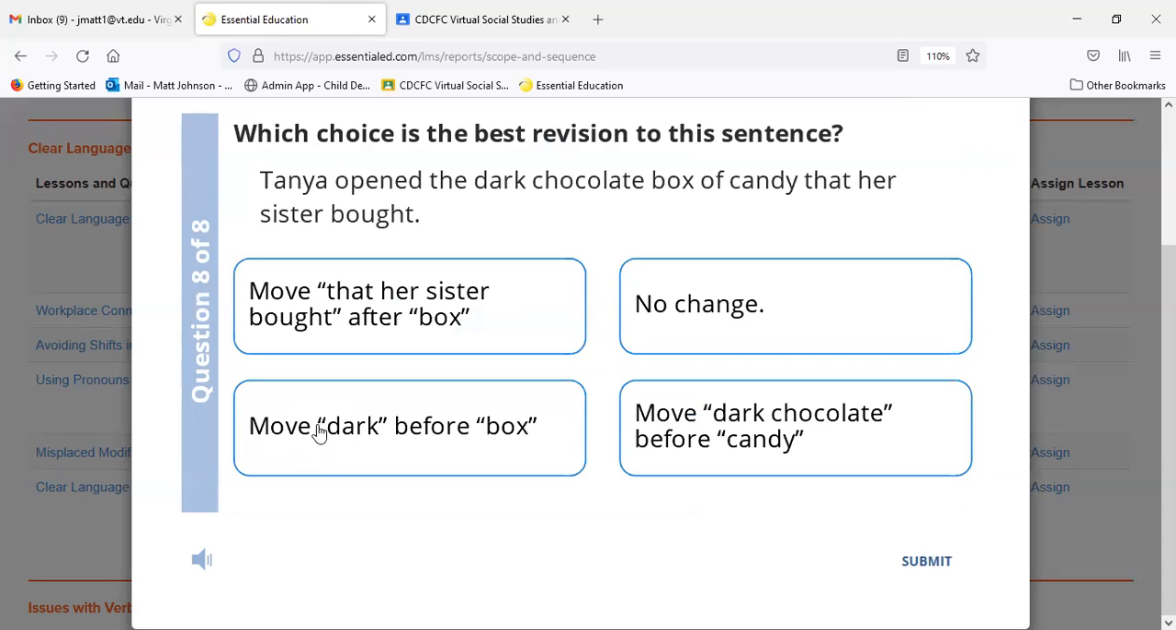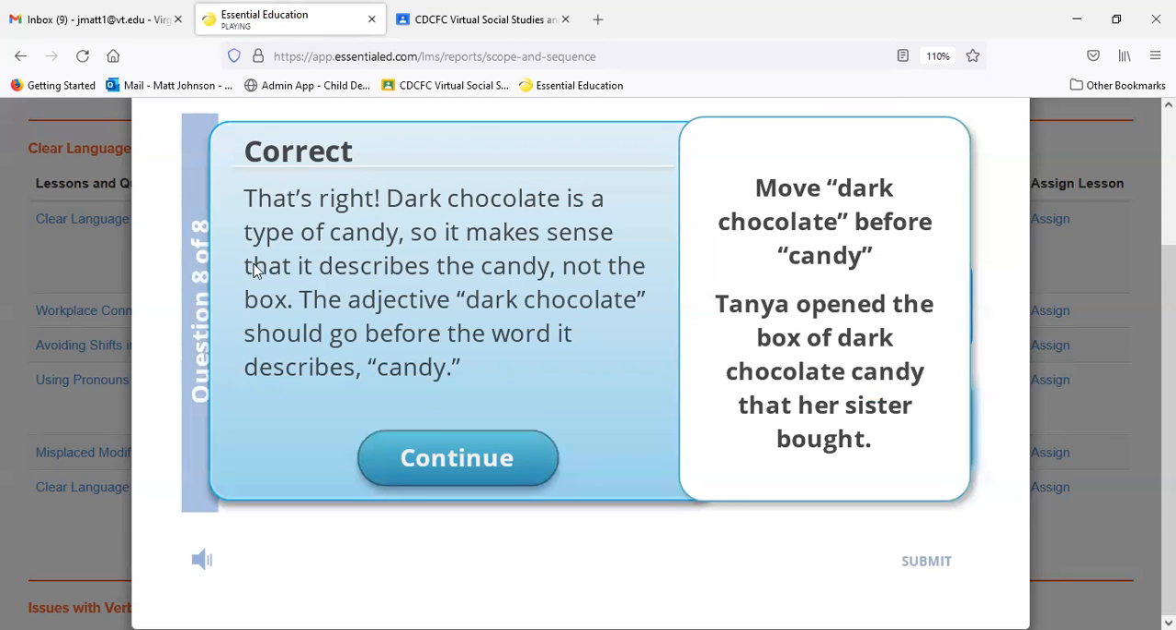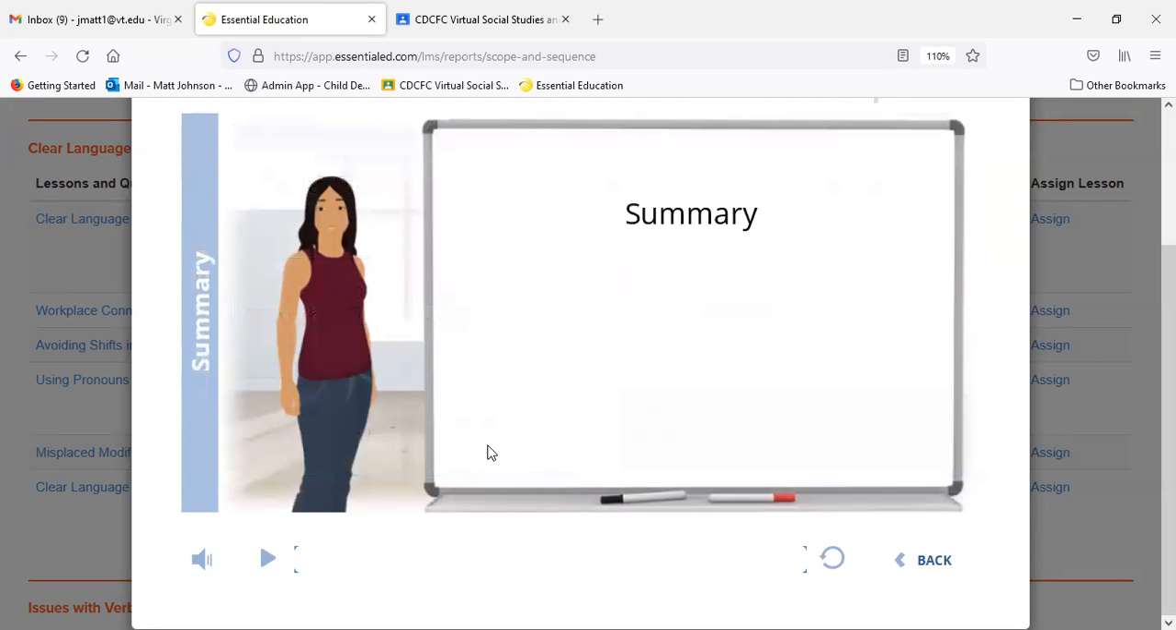Last one here. Tanya opened the dark chocolate box of candy that her sister bought. So now it sounds like we have a box made of dark chocolate instead of having a box of dark chocolate candy. So we need to move dark chocolate before candy. So it's Tanya opened the box of dark chocolate candy that her sister bought. So you hit that. And you could see just how easy those mistakes are to make. And we do it all the time.